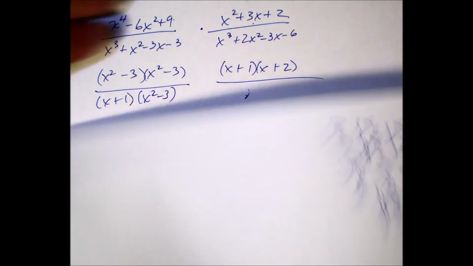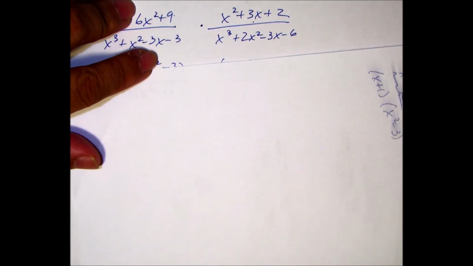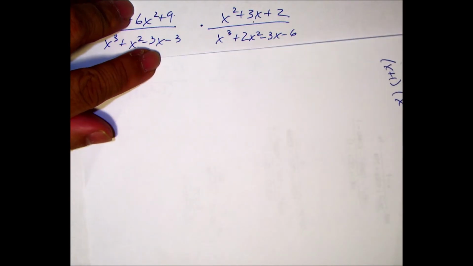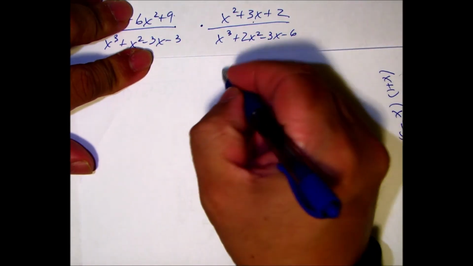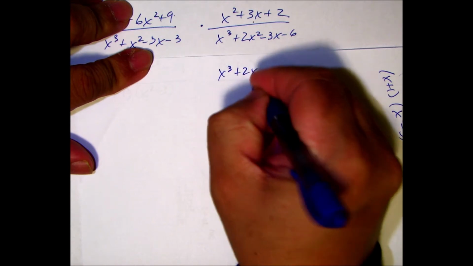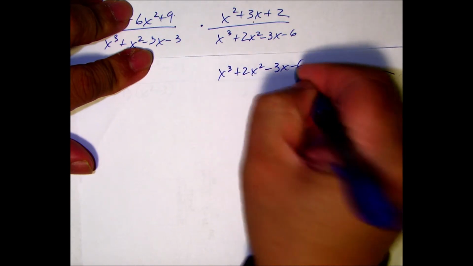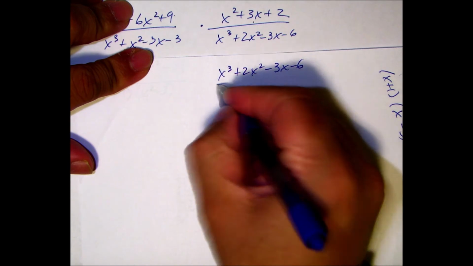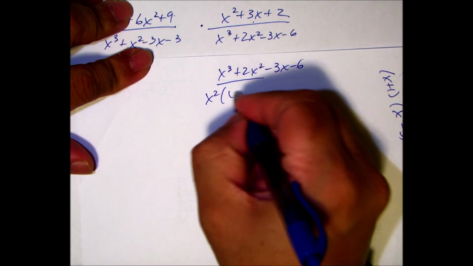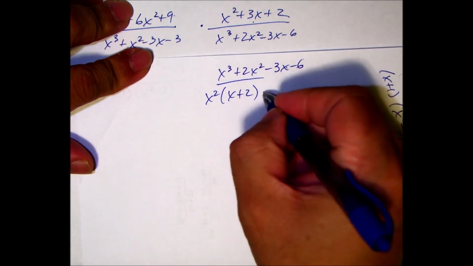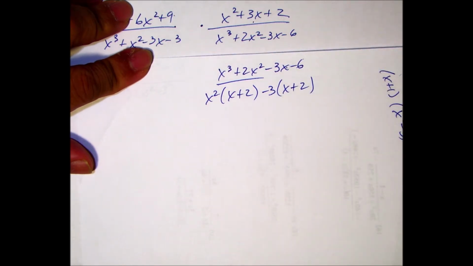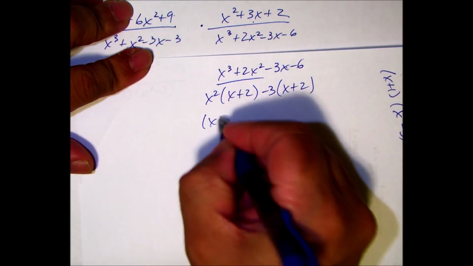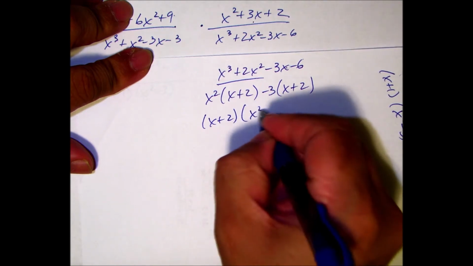All right, let's do that one. Oops, my computer just went down. All right. So x cubed plus 2x squared minus 3x minus 6. Let's take out x squared out of that. So that gives me x plus 2. Let's take out a negative 3 out of that. That gives me x plus 2 again. So you have a common factor of x plus 2. So that's x squared minus 3.